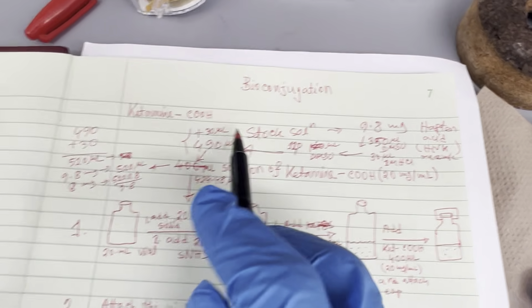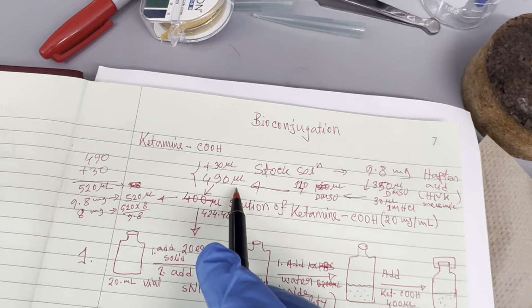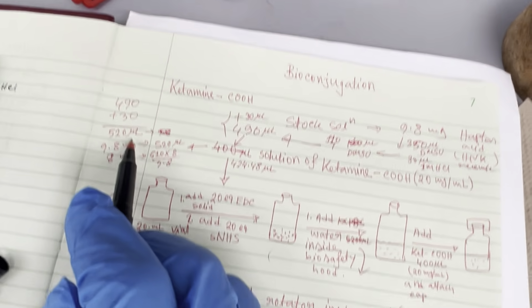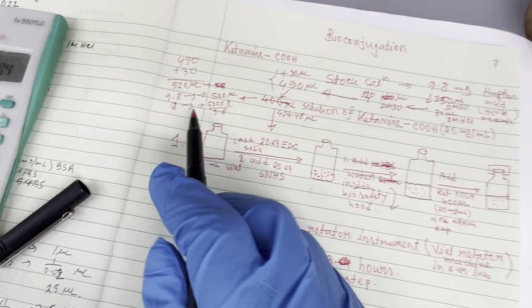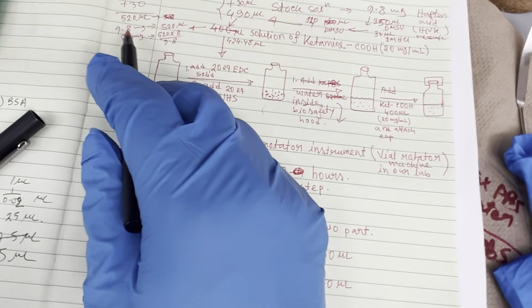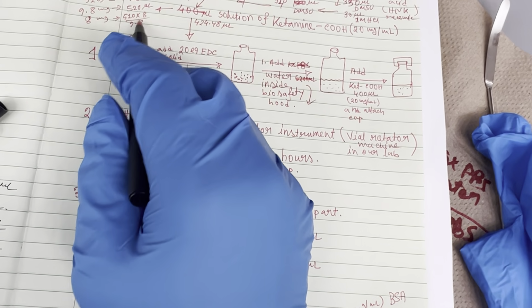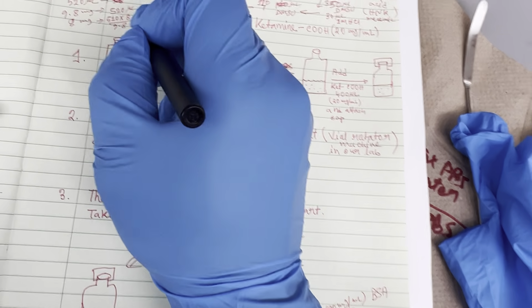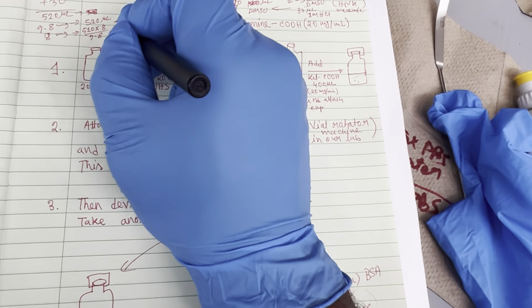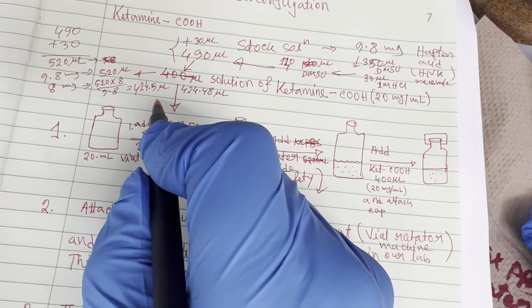With the 30 microliter of the acid solution and 490 microliter of the DMSO, the total volume will be 520 microliter. So we can calculate. Originally, we take 9.8 milligram of the solid compound. So 9.8 milligram contains 520 microliter. 8 milligram will contain, like you can find out, 424.48 microliter. That means 424.5 microliter.